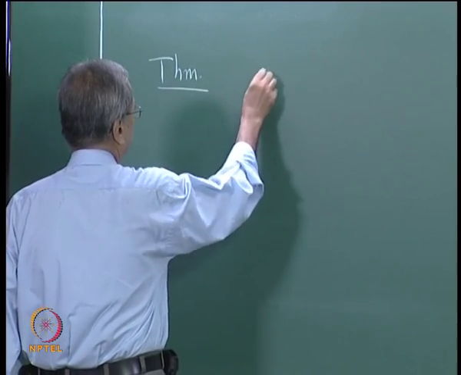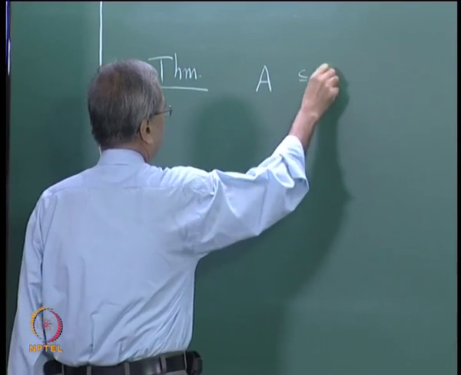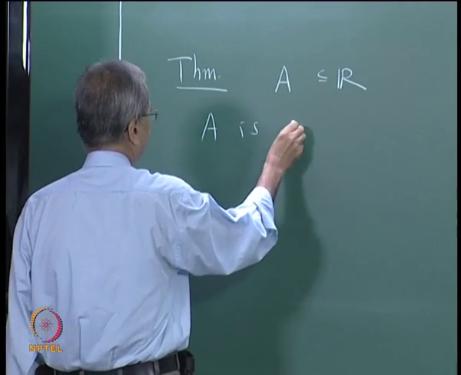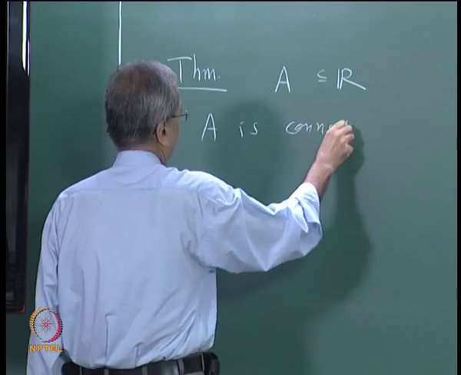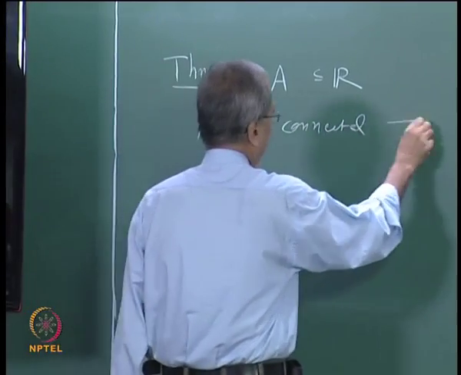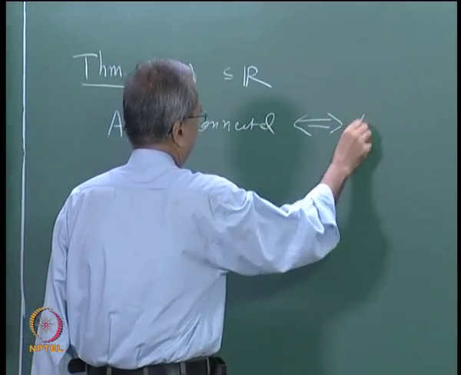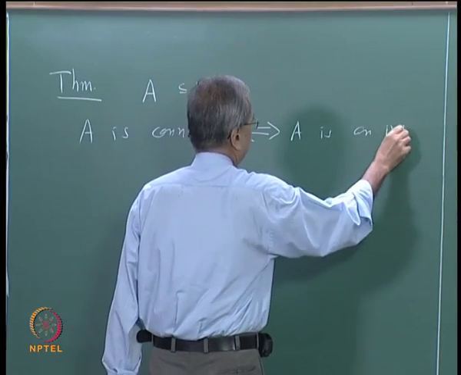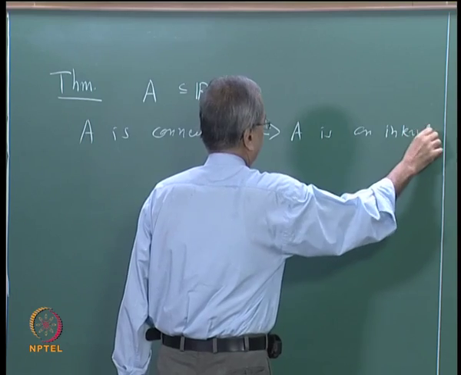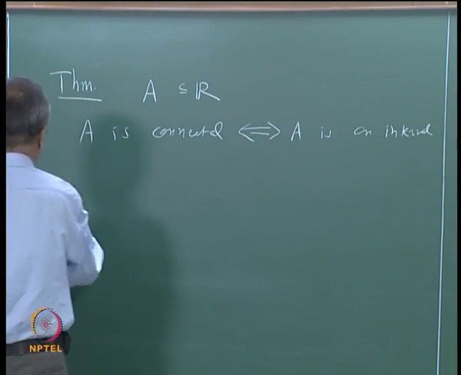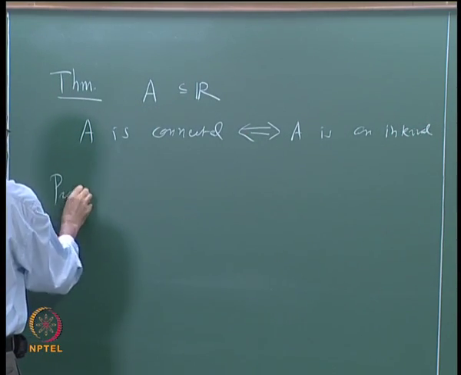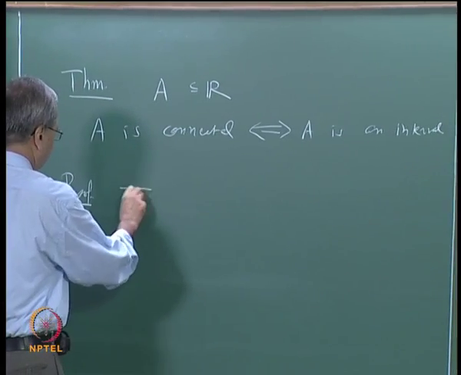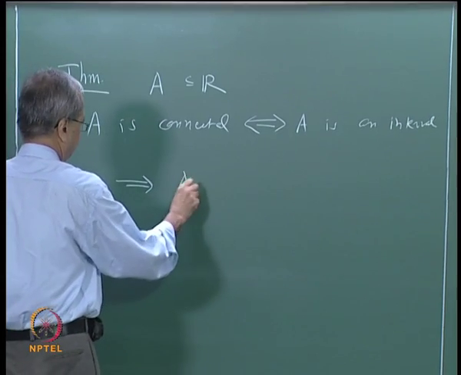Suppose A is a subset of R. Then what we want to show is that A is connected if and only if A is an interval. As usual, let us first assume that A is connected.